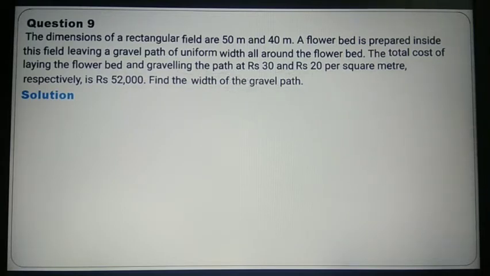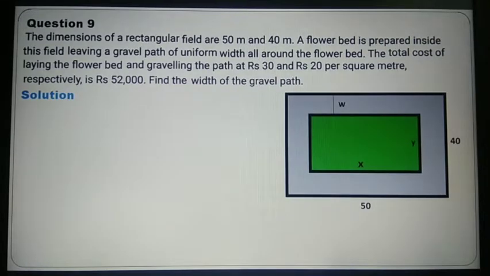You need to find what is the width of the gravel path. So let's try to understand this using this diagram. The gray one is your gravel path, and this green one is your flower bed. And this is your rectangular field whose length is given to be 50 meter and breadth is given to be 40 meter, right? Now let us take the width to be W here. So W represents the width. Since the path has uniform width, this is also going to be W, this is also going to be W, this is also going to be my W.